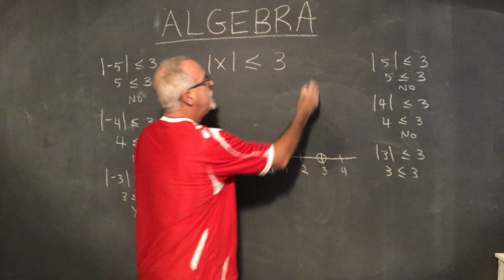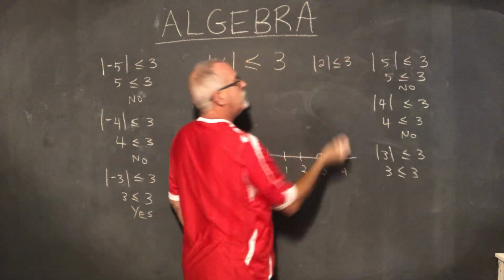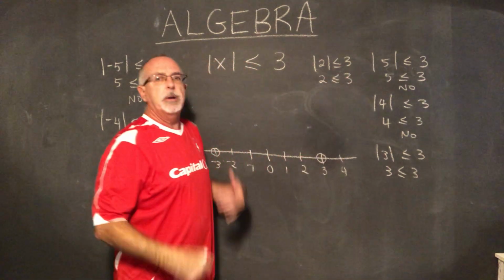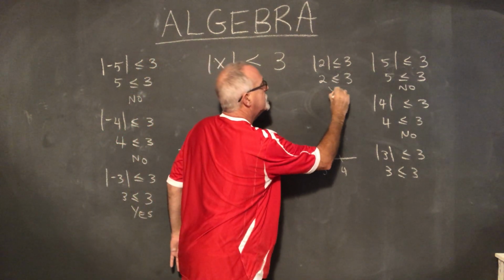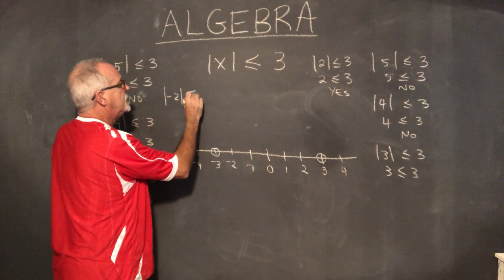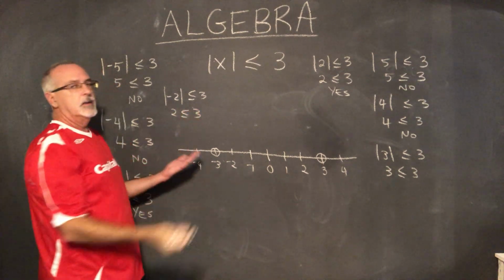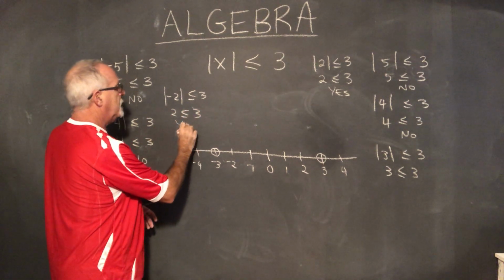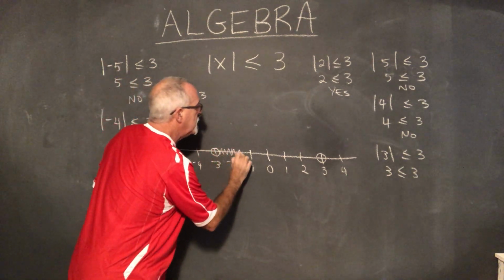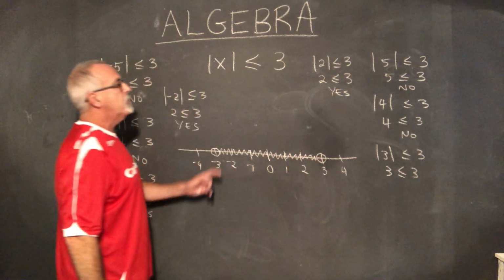But let's make sure. How about the absolute value of 2? Is that less than or equal to 3? Well, the absolute value of 2 is 2, and 2 is less than or equal to 3 because it's less than 3, so that's a yes. -2. The absolute value of -2 is 2. Is 2 less than or equal to 3? Yes, it is. So we have another yes. We have a lot of evidence now that we're going to be shading in between the -3 and the 3.